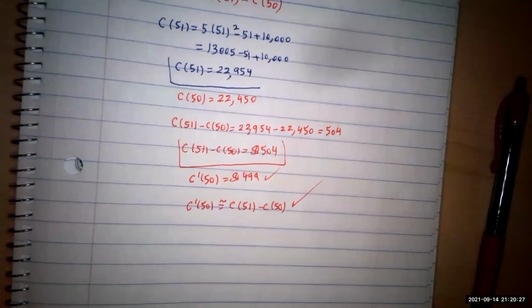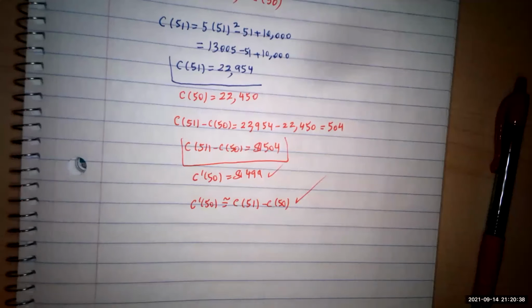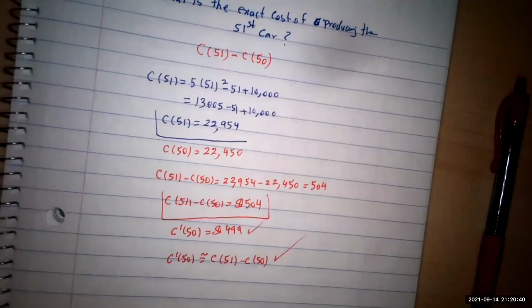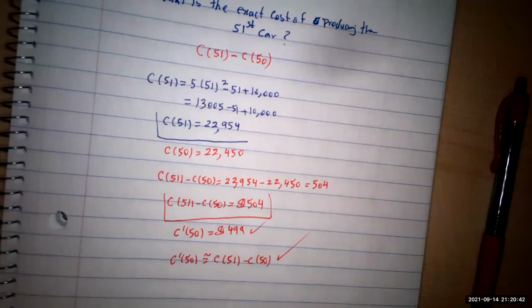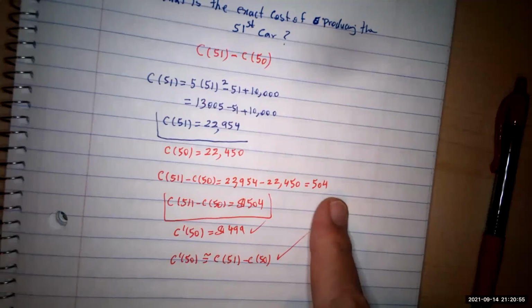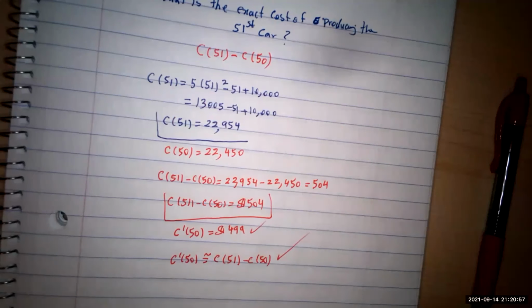Of course, that was easier to find. C prime of 50 is easy: the cost of an additional one is $499, which is almost 500. But if you want to find the actual, exact cost, you take the total cost of producing 51 cars, C of 51, and the cost of 50, C of 50, and subtract. That gives you the exact. So the derivative gives you an estimate and the formula gives you the exact, but they are going to be the same.